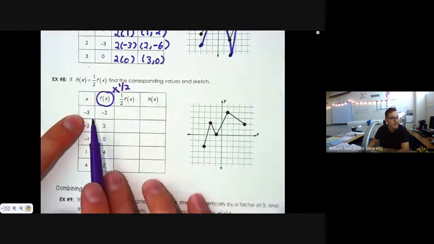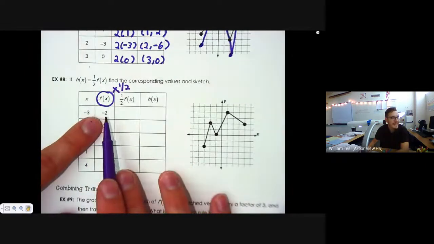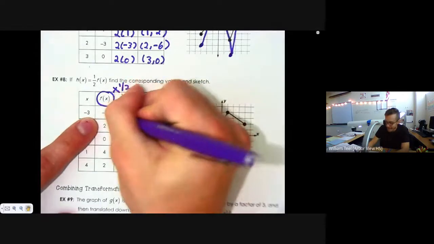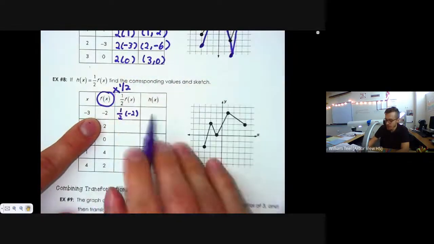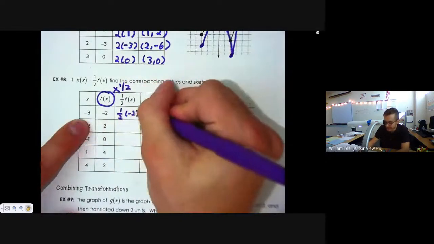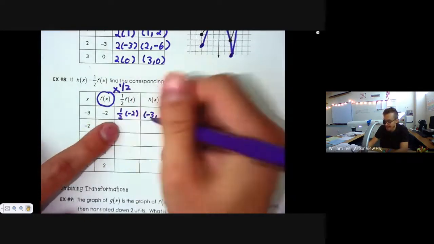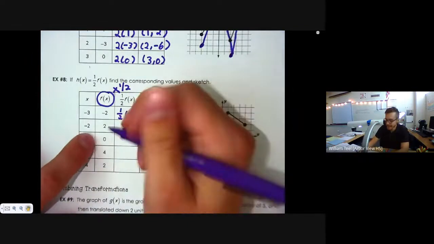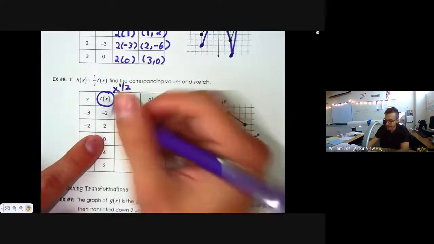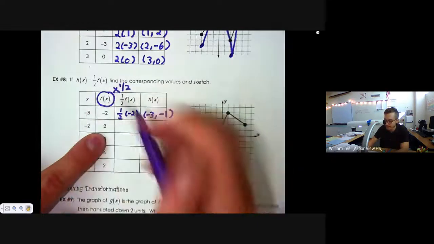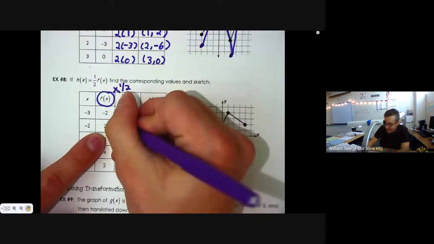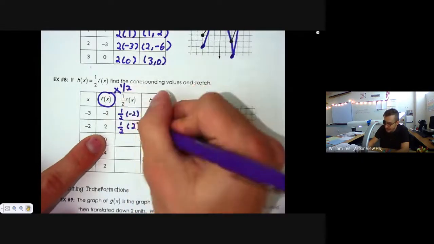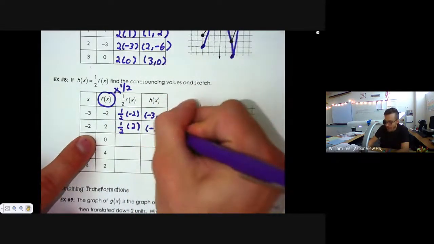Our first one, our x coordinate is -3, f of x is -2. Again, we're taking half of f of x, so I have 1/2 times -2. And my new coordinate is going to be x value -3, y value 1/2 times -2, or -1. Second one, if I'm looking at -2, 2, and I am multiplying by 1/2, my scale factor is 1/2 here. I'm going to have 1/2 times 2. 1/2 times 2 is 1, so my new coordinate is -2, 1.